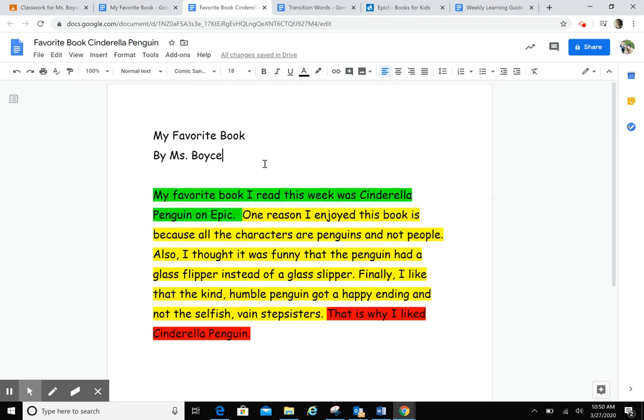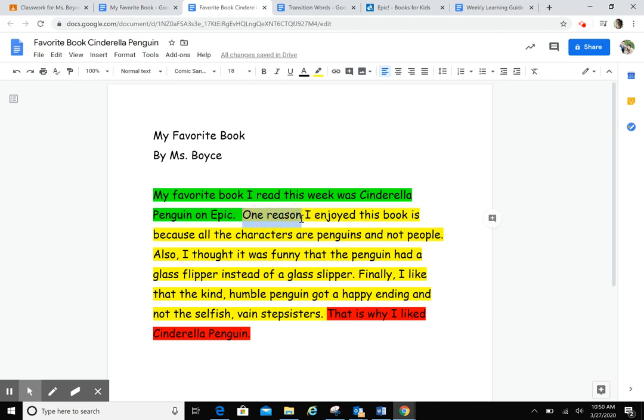Each student at this point of the year has learned to introduce their topic with this green topic sentence. My favorite book I read this week was Cinderella Penguin on Epic. The yellow is for all the reasons. We expect at least 3 reasons with transition words.